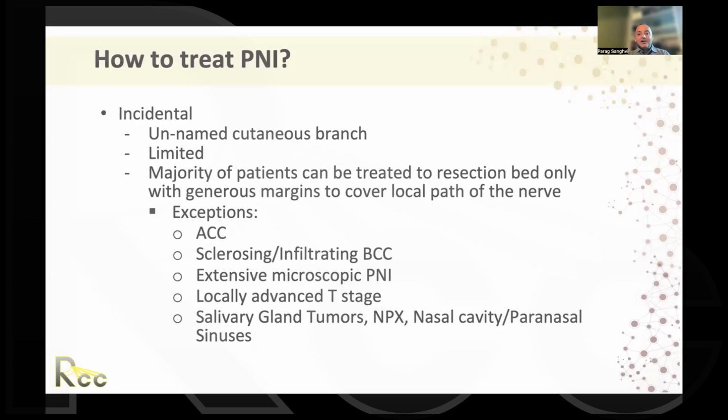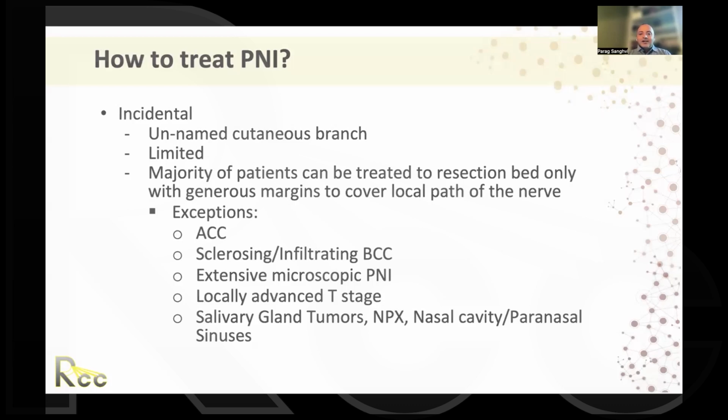In these patients, when they just have incidental PNI, are there situations where you should actually trace the nerve? Yes, and you'll see that I'm going to talk about this over and over again, so if you forget, don't worry. Obviously, for skin cancers, if you have a sclerosing or infiltrating basal cell carcinoma, this is pathognomonic for PNI. Even if the pathology report doesn't mention any PNI, if you see the word sclerosing or infiltrating, you have to assume that is PNI.